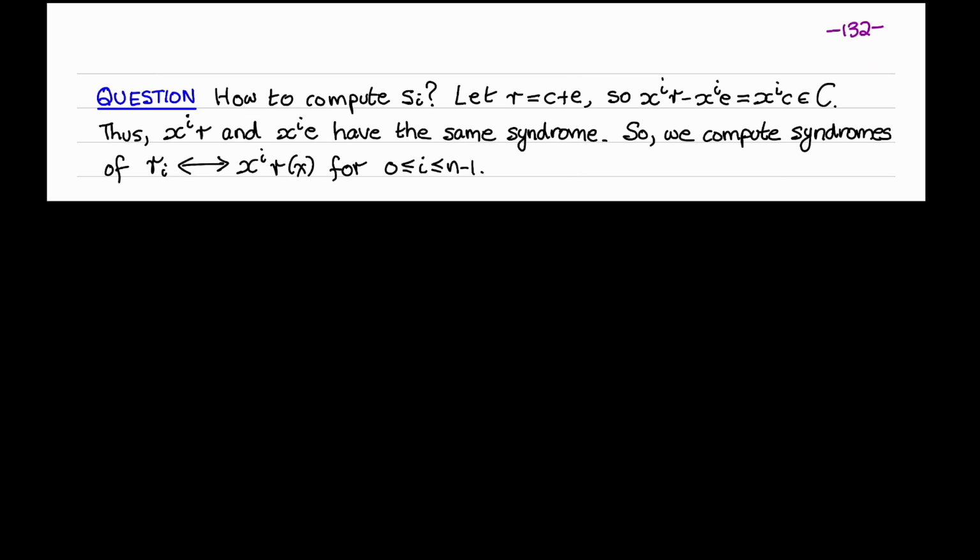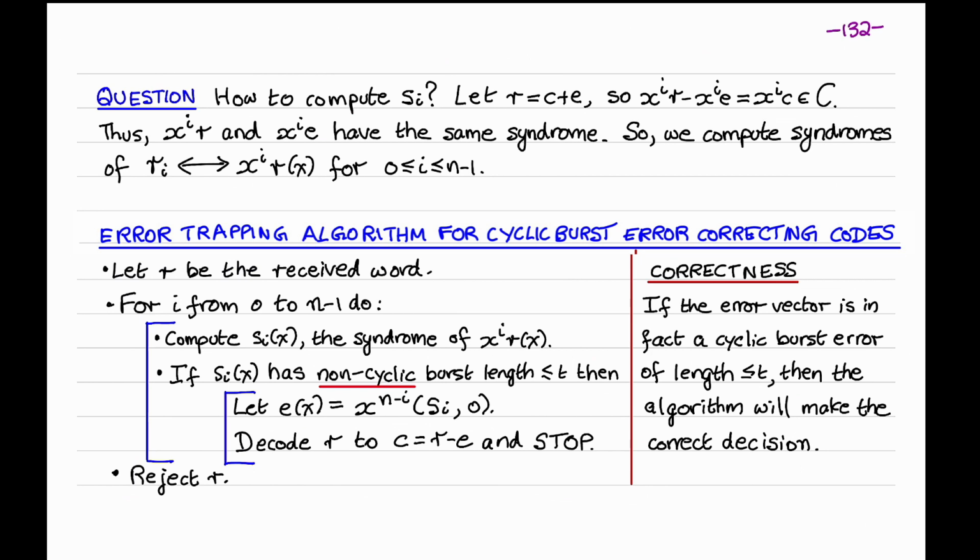Multiplying this equation by x^i and rearranging gives us x^i R minus x^i E equals x^i c. Now C is a cyclic code, so x^i c, which is a cyclic shift of c, is also a code word. And so this equation tells us that x^i R and x^i E have the same syndrome. So we can compute syndromes of cyclic shifts of E by computing syndromes of cyclic shifts of the received vector, which we know. Here then is the error-trapping decoding algorithm for cyclic burst error-correcting codes.